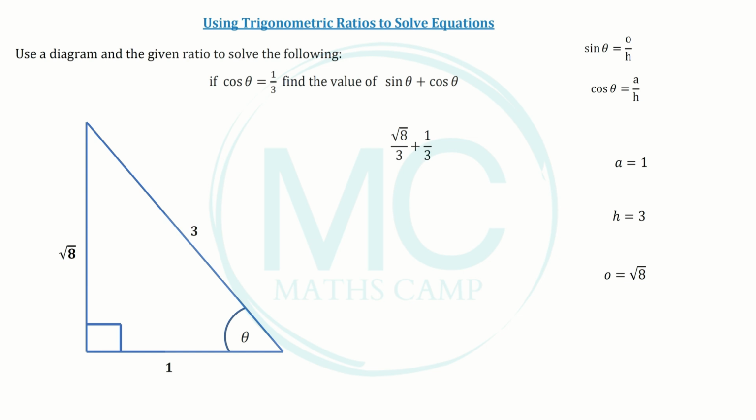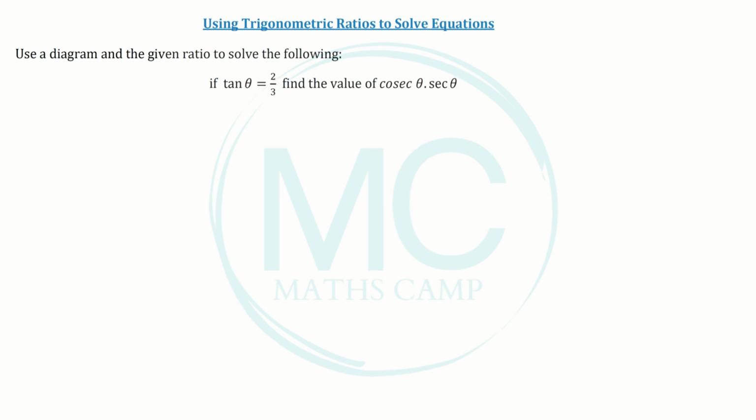Here we have a common denominator, but without a calculator, we cannot add root 8 plus 1. So we simply say root 8 plus 1 all over 3. This is our answer. So let's do another example.